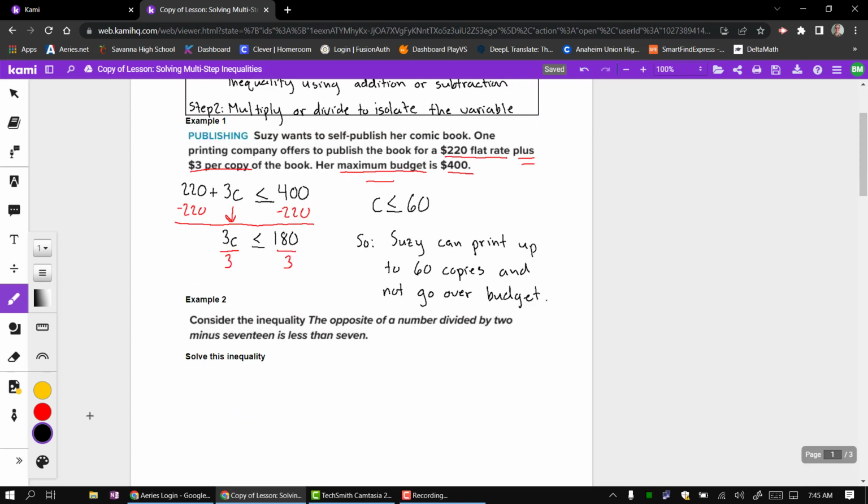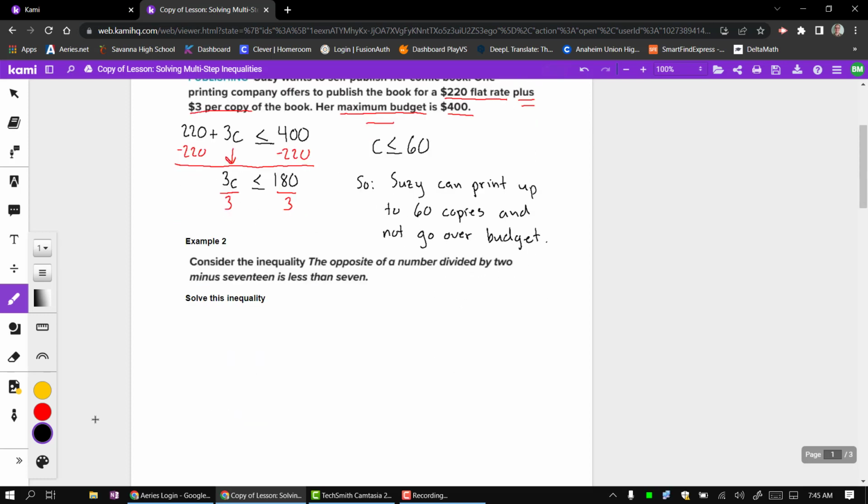So let's take a look at our next example. With our next example, we want to create an inequality and then we want to solve that inequality. So the opposite of a number. So I have a number and I'm going to take the opposite of it. So the opposite of a number divided by 2. So I'm going to divide that by 2. And then I'm going to minus 17 from that. And that's going to be less than 7.